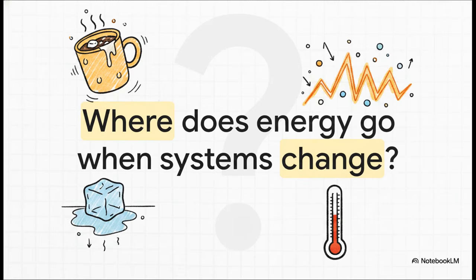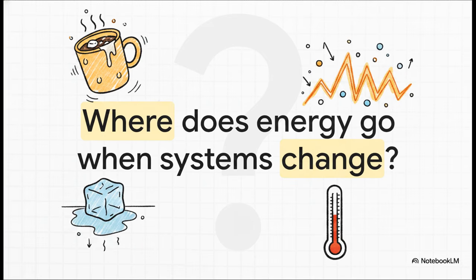So, picture this. You leave a hot mug of cocoa on the counter, right? You get distracted, come back an hour later, and it's completely cold. Or maybe you're outside on a hot summer day and you're watching an ice cube melt away into a little puddle on the pavement. These everyday things seem super simple, but they're actually hiding this massive, invisible transfer of power.